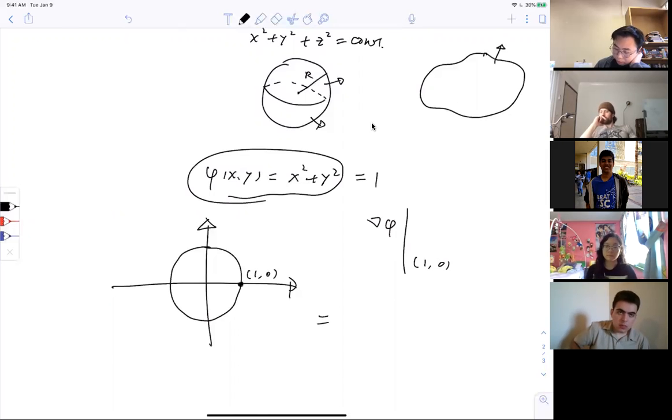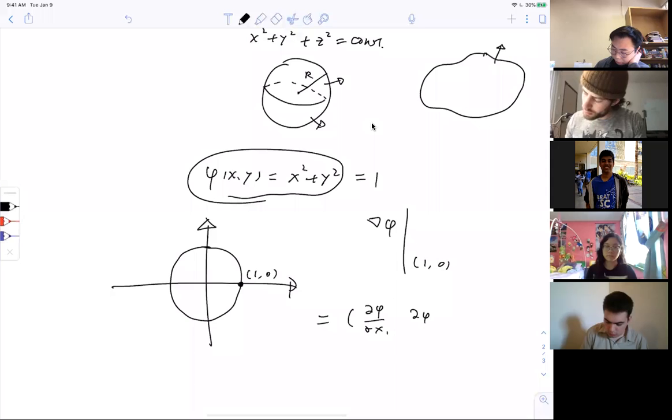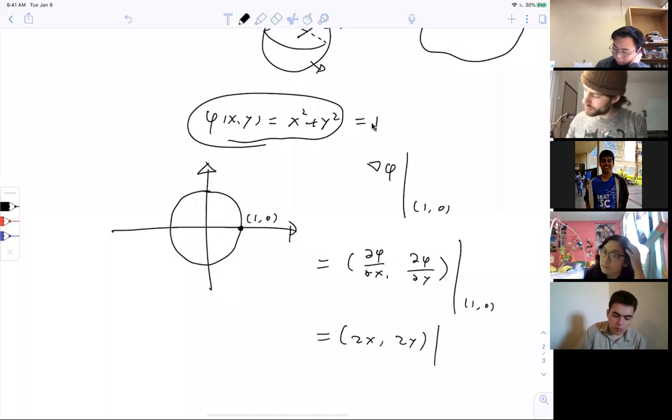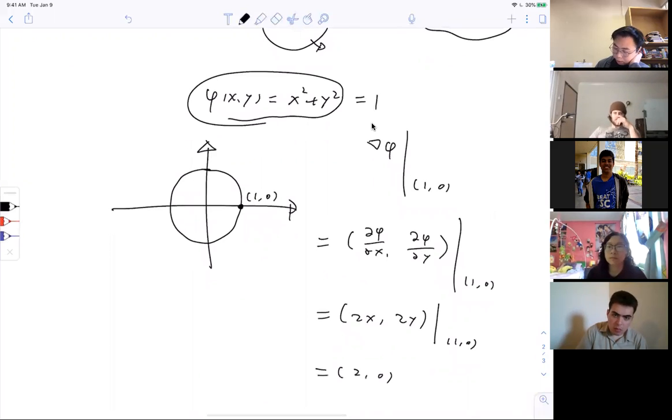When you take the gradient of this scalar field, you get partial phi partial x, partial phi partial y at the (1, 0) point. Partial phi partial x is 2x, partial phi partial y is 2y, which at x equal to 1, y equal to 0 is (2, 0). This vector looks like this, right? Meaning you can say that this vector indeed is a normal vector at this (1, 0) point.